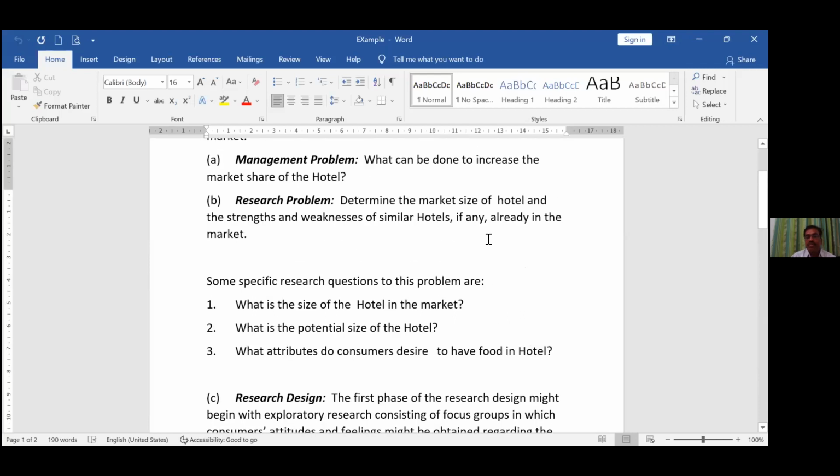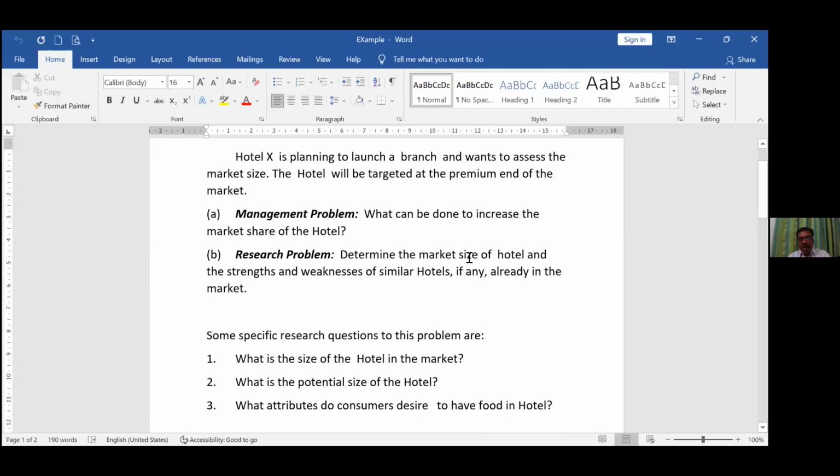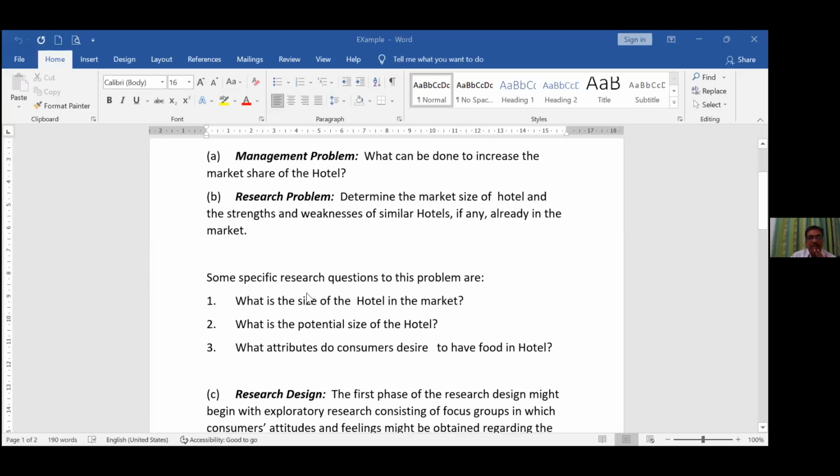Okay. Can any one of the participants acknowledge whether you can see the Word file? Yes. You can also give your answer in the chat box, whether you are able to see the Word file.